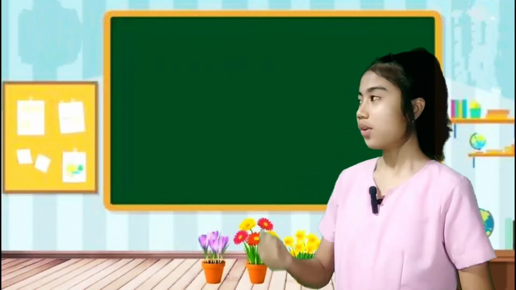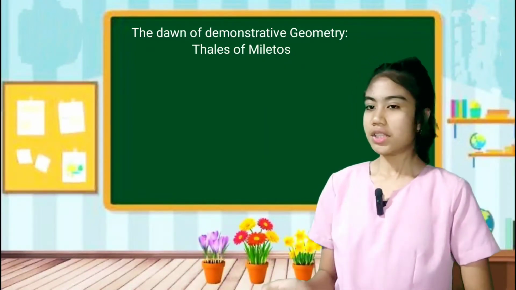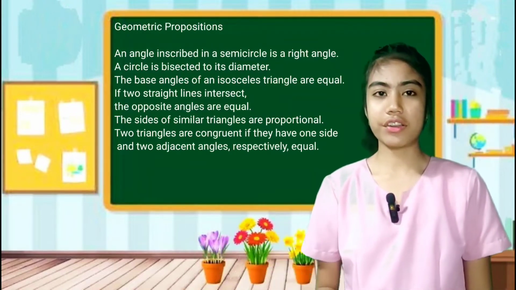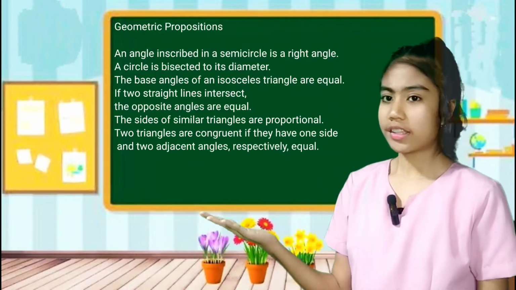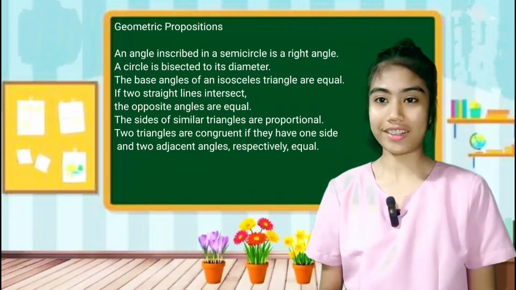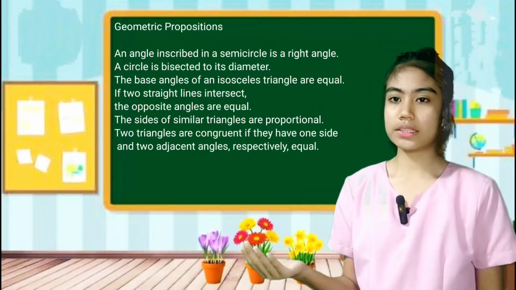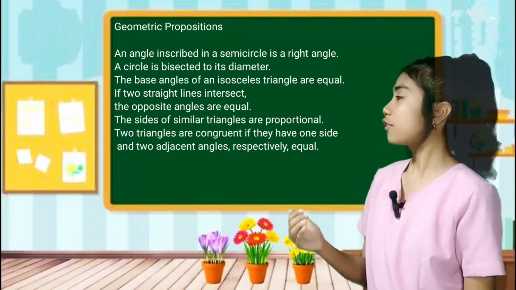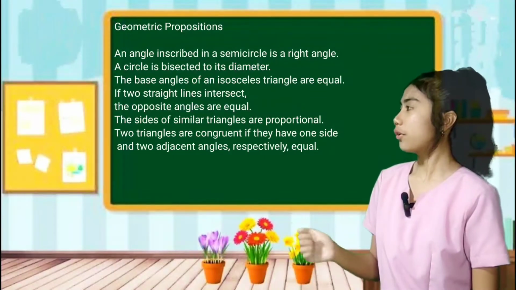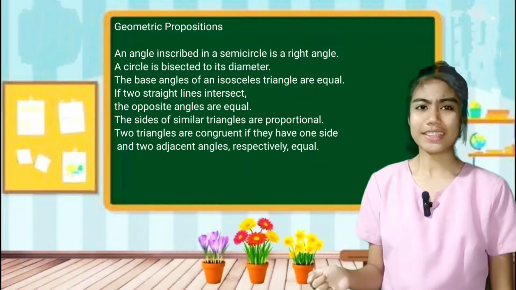So let us have first the dawn of demonstrative geometry, Thales of Miletus. So these are the geometric propositions. An angle inscribed in a semicircle is a right angle. A circle is bisected by its diameter. The base angles of an isosceles triangle are equal. If 2 straight lines intersect, the opposite angles are equal. The sides of similar triangles are proportional. 2 triangles are congruent if they have one side and 2 adjacent angles respectively equal.